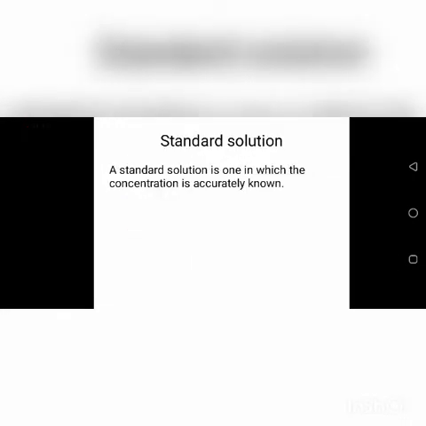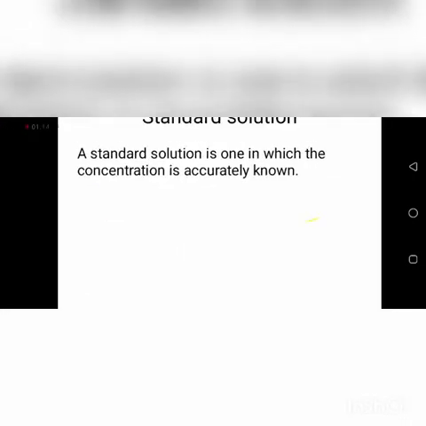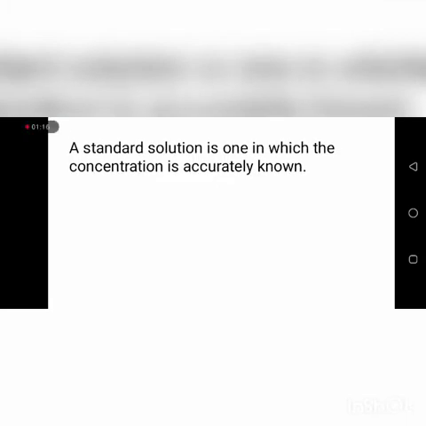Now, as I've said, a standard solution is a solution in which the concentration is accurately known, because in the experimental procedure, in the reaction, you'll be given two solutions. As I've said, one can be A, acid, the other one can be B, base, and one of the two solutions will be the standard solution, in which the concentration is known, and you'll be required to find the concentration of the other solution. So that means in a volumetric analysis, a particular solution must be a standard solution.